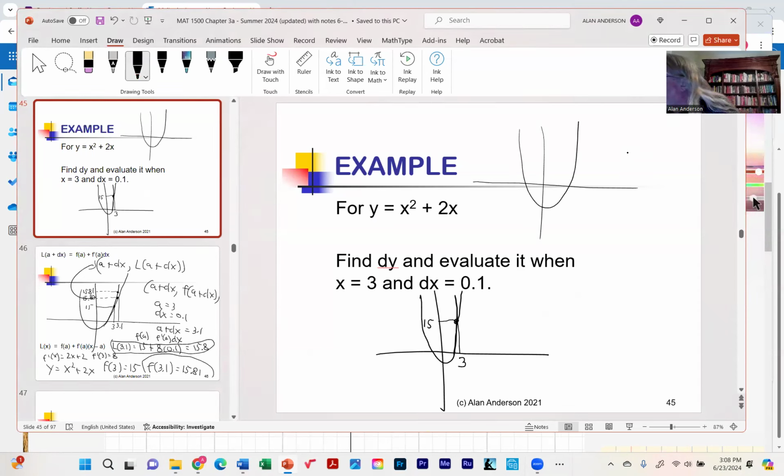So if dx equals 0.1, that means what we're going to do is try to figure out the value of this function when x is 3.1. The change is dx. So what we need to do is find the value of this function when x equals 3.1 using our linear approximation.